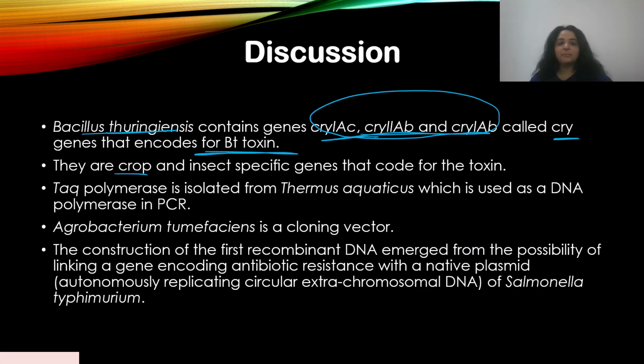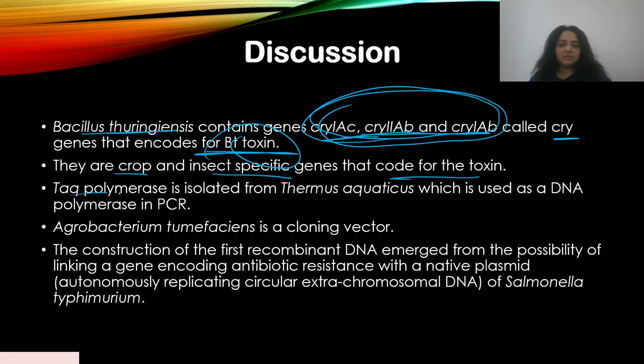Okay, so they are crop and insect specific genes that code for the toxin. Okay, so there are some genes that are useful for cotton, maize, and so on, but I'm not going to go into those details now. But just understand that Bacillus thuringiensis encodes for that BT toxin, and they contain these 3 genes. We'll study this more in detail when we look at the applications of biotechnology, but for now just understand this. They have incorporated this particular question into this, but anyway.